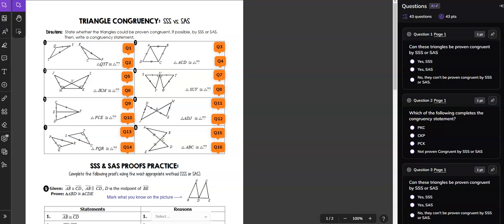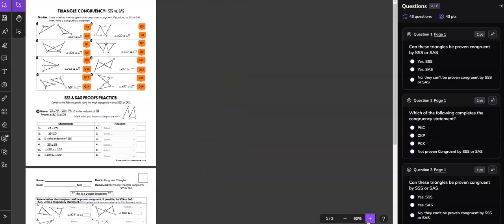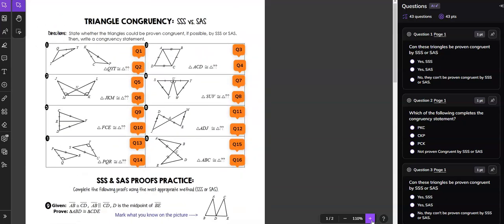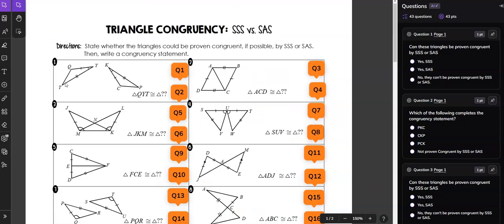So if we look here at the images, I'm going to go ahead and zoom in to make it bigger. So we can see here we have QY is congruent to CK. Cool, that's a side. Angle Y and angle K. And then Y and T, K and P, those are going to be congruent. And that is by side angle side.